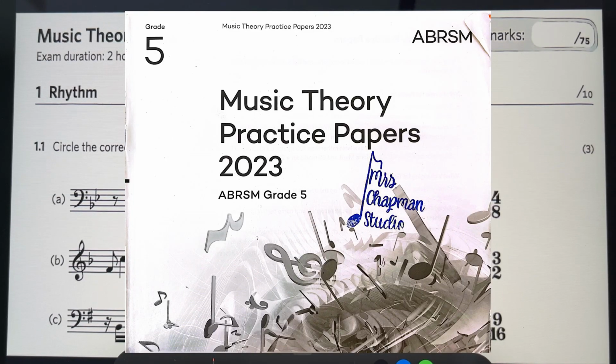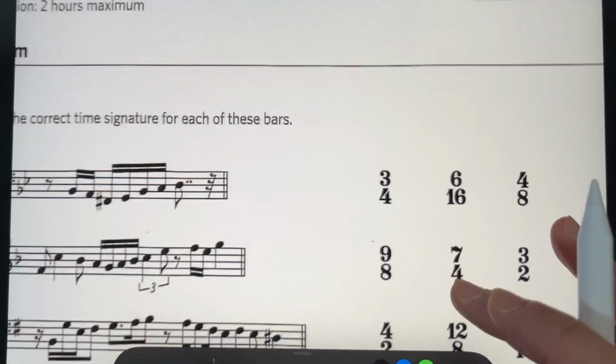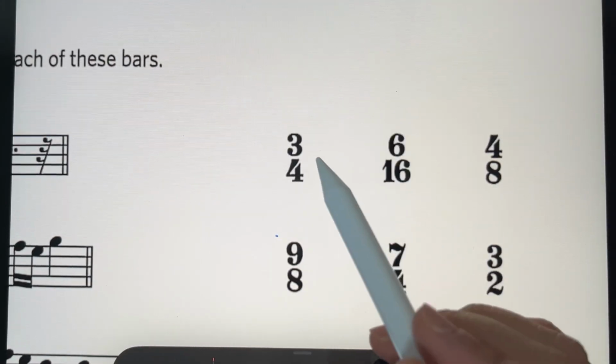Today we are going to talk about the 2023 Grade 5 5B paper, Section 1, Rhythm. Let's look at 1.1. We are going to find out the correct time signature for each bar. So let's look at A, and we have 3 time signatures here.